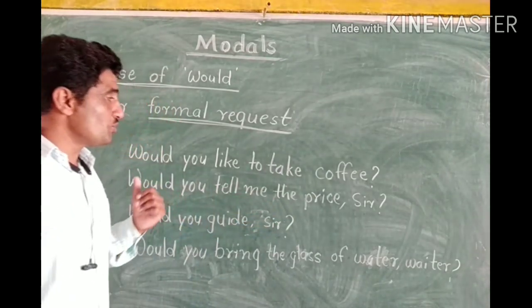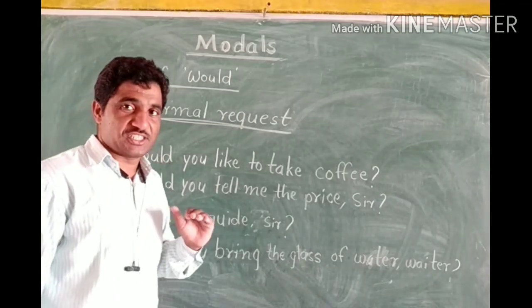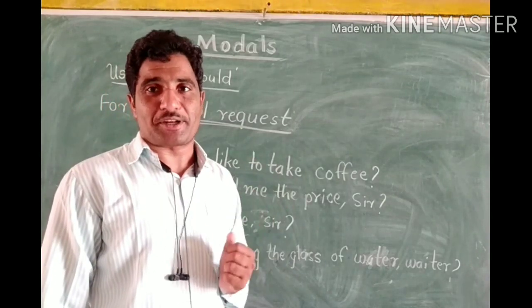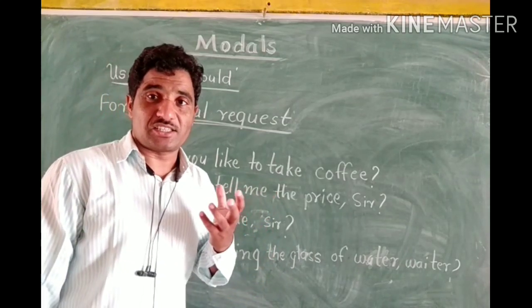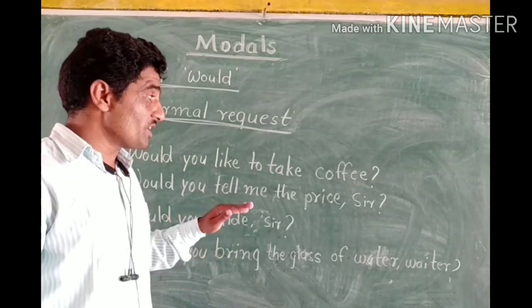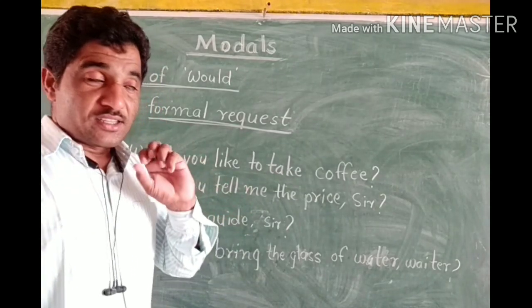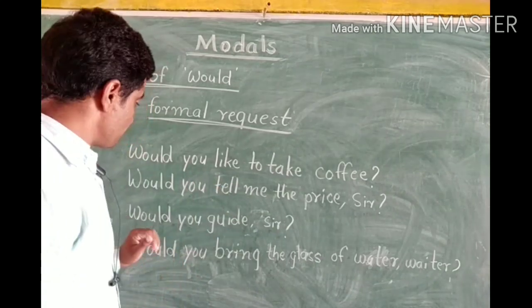Would you tell me the price, sir? Kya tum mujhe kimmat bataoge? This is also a formal request. It is the request to a shopkeeper. It is not the polite request. Someone is asking for price, kimmat pooch raha hai. So it is not the polite request. In polite request, we use could.